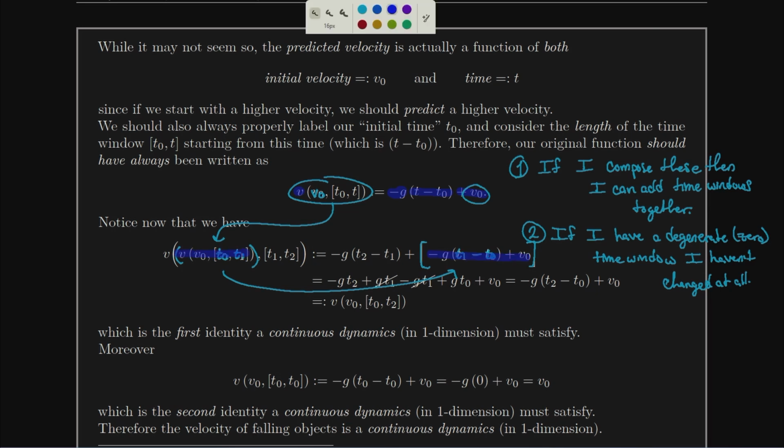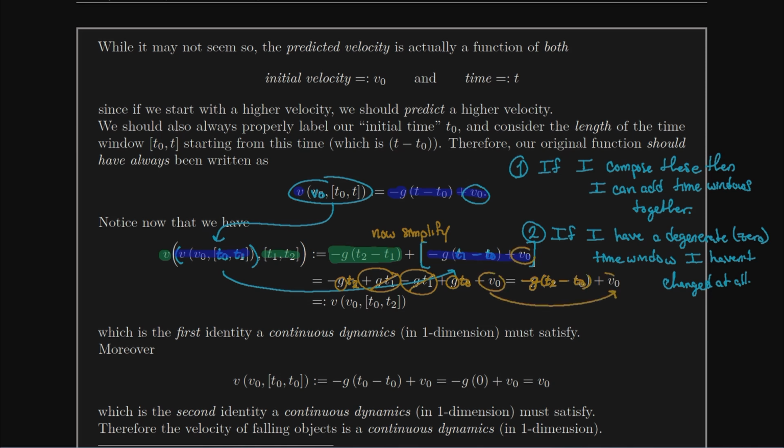And then my outside composition term, this v of t1, t2, that's going to give me this negative g of t2 minus t1 on the outside. And so now all I have to do is simplify. And we see that if I simplify everything here, what do I have? I end up with a positive g t1, I end up with a negative g t1, so those both cancel. And if I factor out the g's from my negative t2 and my positive t0, I'm going to end up with negative g (t2 minus t0), and there's a single v0 that's coming along for the ride that's going to end up at the end.